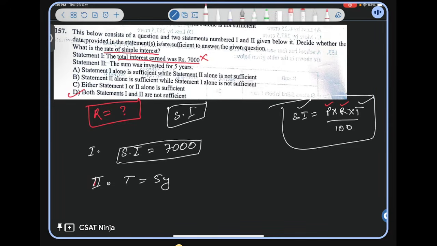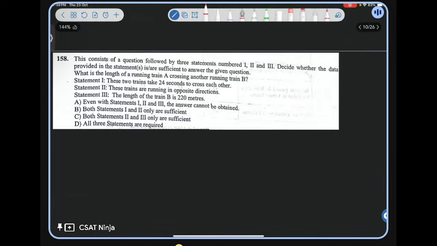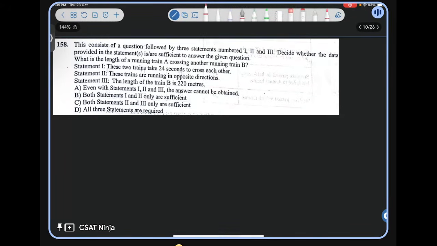So it's not that hard as you think. Data sufficiency, if the question is not very complex, is an easy kind of question to attempt. You don't spend much time here. Let's go to the next. What is asked here?